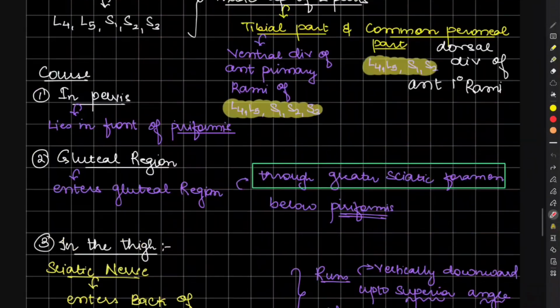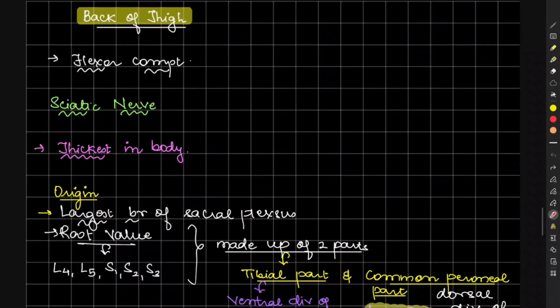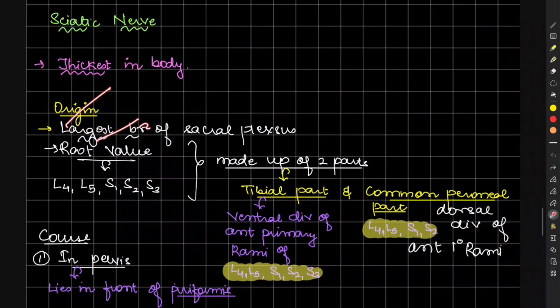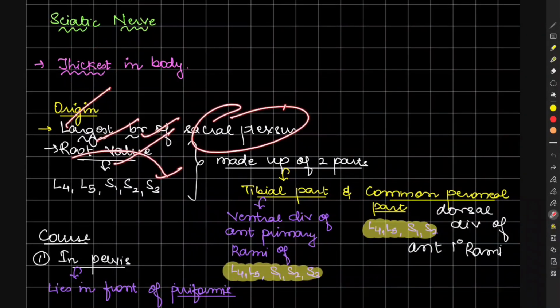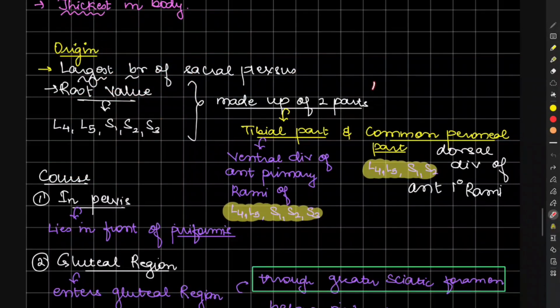Okay. एक बार quickly ये theory revise कर लेते हैं. Back of the thigh flexor compartment होता है, sciatic nerve इसको supply करती है, which is the thickest nerve in the body. Origin की बात करेंगे, largest branch of the sacral plexus, root value L4, L5, S1, S2, S3, made up of two parts, tibial part and common peroneal part. Tibial part: ventral divisions of the anterior primary rami, whereas the common peroneal part: dorsal divisions of the anterior primary rami. Root value L4, L5, S1, S2, S3.